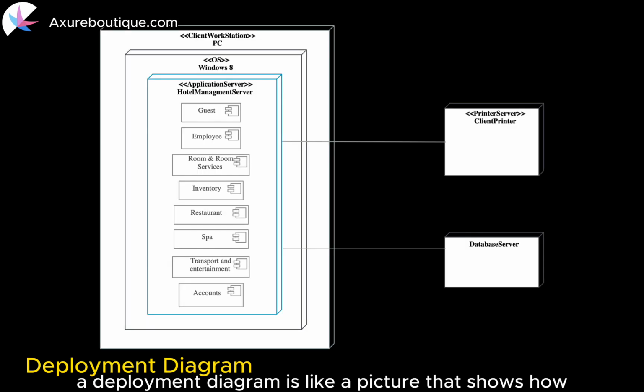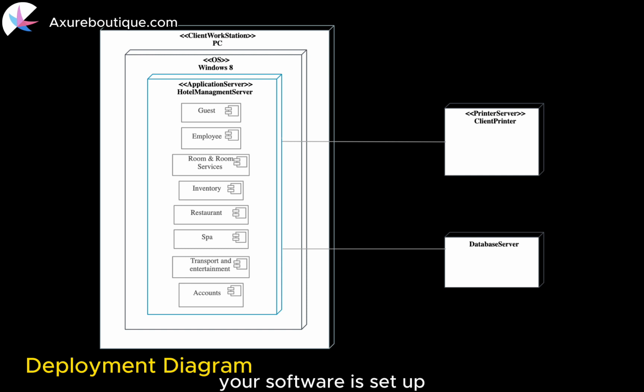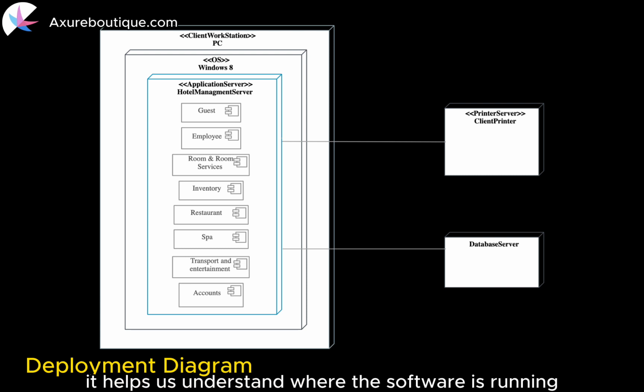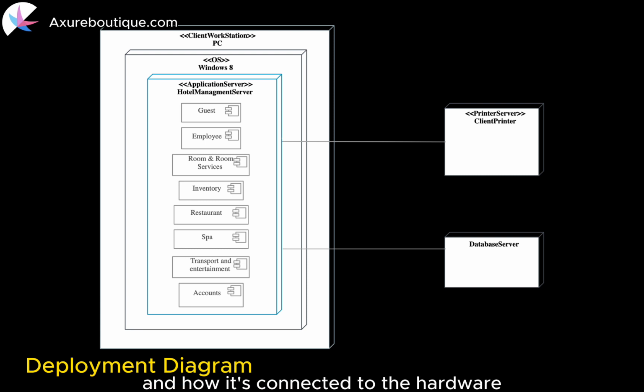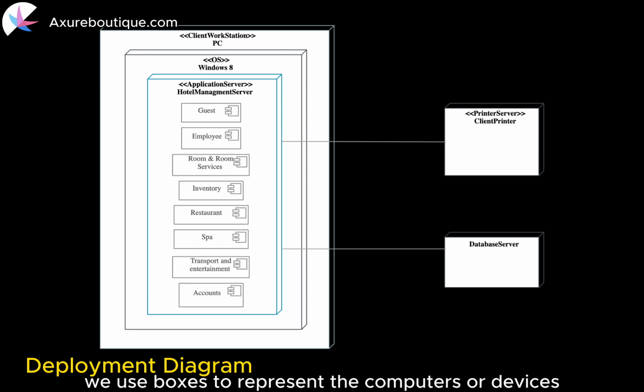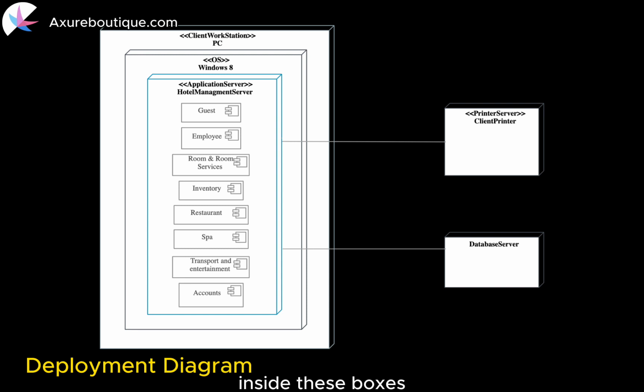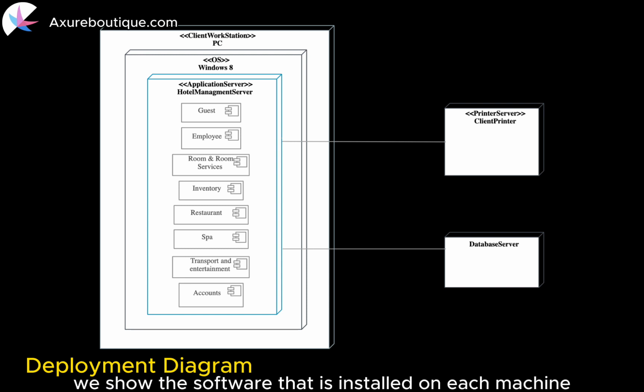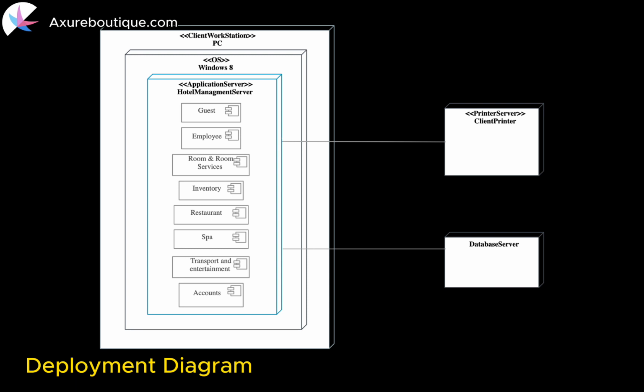A deployment diagram is like a picture that shows how your software is set up on different computers or devices. It helps us understand where the software is running and how it's connected to the hardware. In a deployment diagram, we use boxes to represent the computers or devices. Inside these boxes, we show the software that is installed on each machine. This could be things like apps, programs, or even websites.